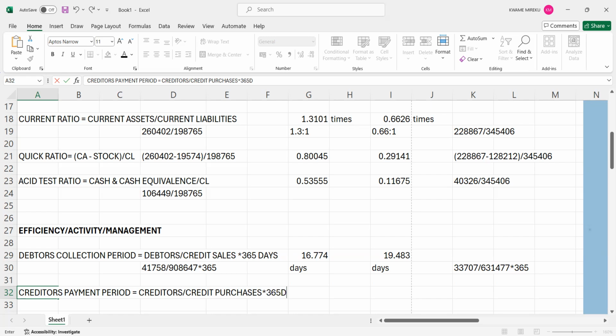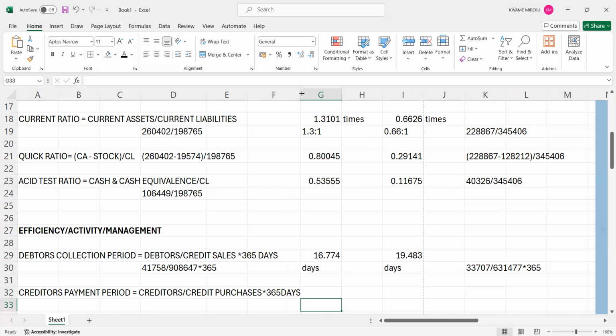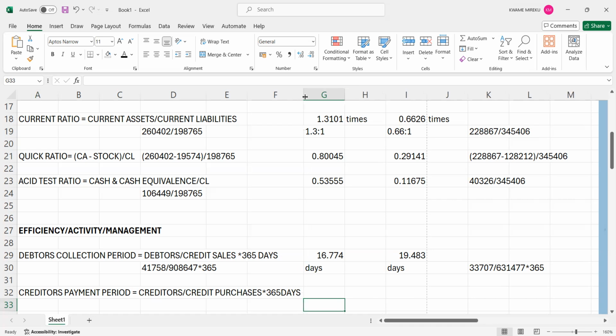Considering the two days, I think this year's performance is better than the previous year, because if they were using 19 days to collect sales, and now they are doing 16 days, 16 days is much better than 19 days. Let's be very particular about the ratio. Here is the ability to collect their debts, not to make sales.